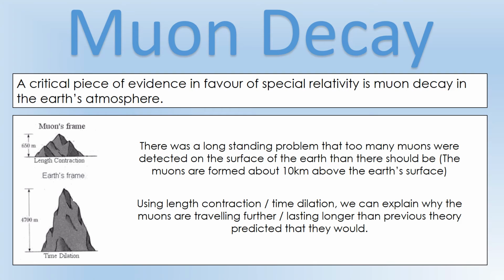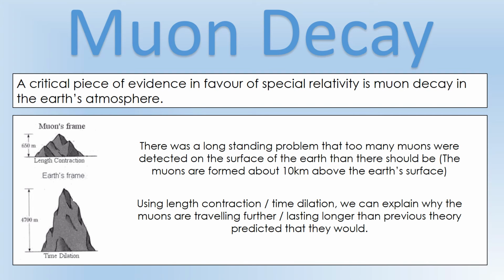It's to do with muon decay in the Earth's atmosphere. Before special relativity, there was a long-standing problem. Essentially, too many muons were being detected on the surface of the Earth than they thought there should be. These muons are being formed about 10 kilometers above the Earth's surface by cosmic rays producing particles. Cosmic rays are very high energy photons, so they can very easily produce fairly big particles. That's where the muons are coming from, and we've seen from our measurements that they're being made about 10 kilometers above the Earth's surface.